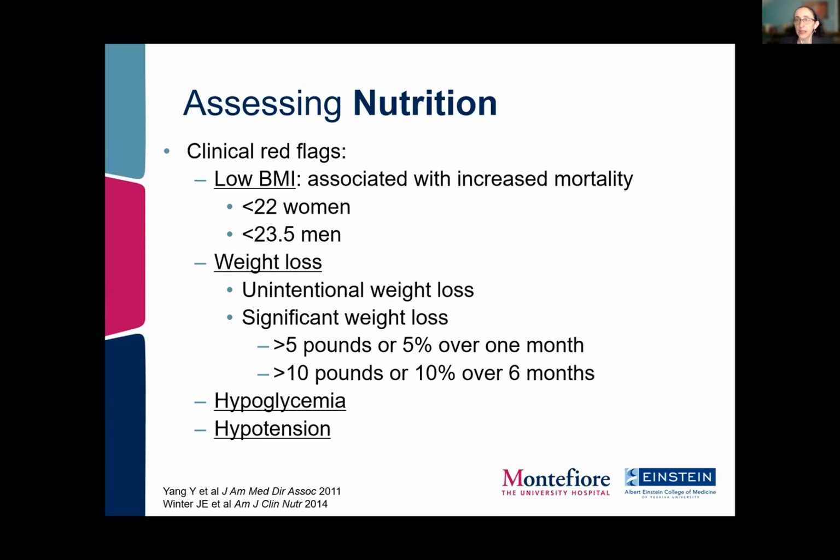A low body mass index is associated with increased mortality, we know, in older adults. So under 22 for women and under 23.5 for men.